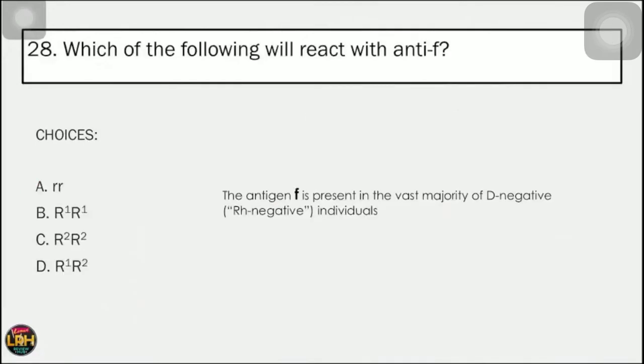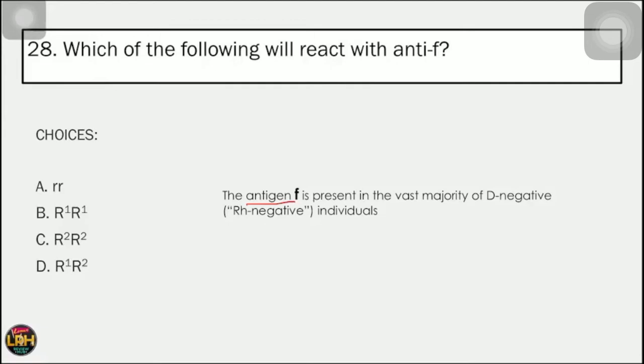For number 28, which of the following will react with anti-F? So the choices are small r, big R1, big R1, big R2, big R2, big R1, big R2. So anti-F specifically reacts with the antigen F, which is present in the vast majority of D negative individuals.